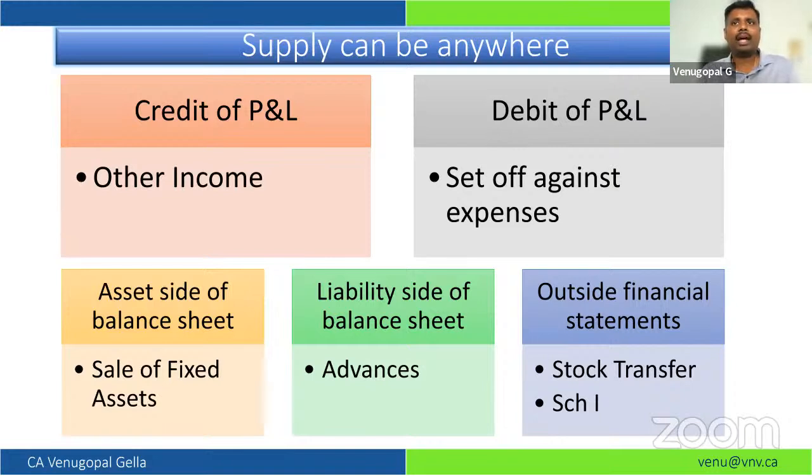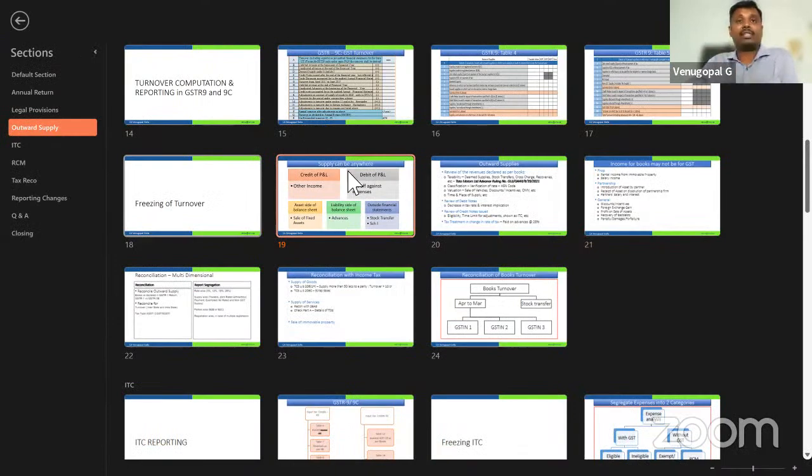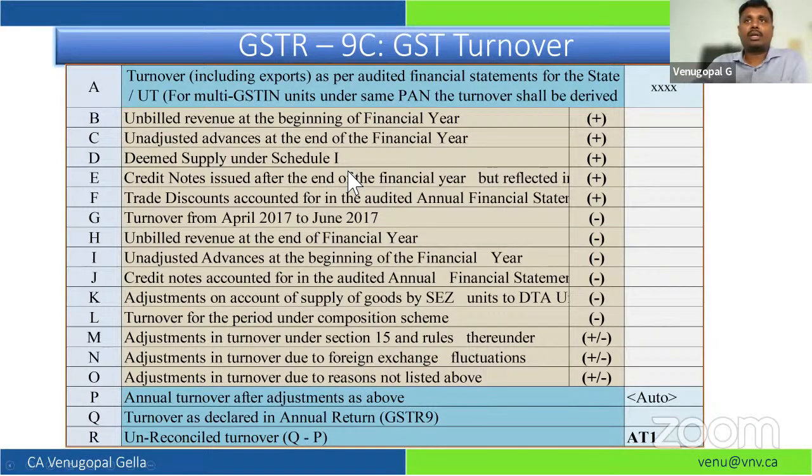So you will have to do all this segregation and arrive at what should be the turnover for the purpose of GST. That is where I have shown that you will have to create the differences that are there, especially your Schedule 1 transactions, which is your branch transfer. You have made the valuation-related adjustment.